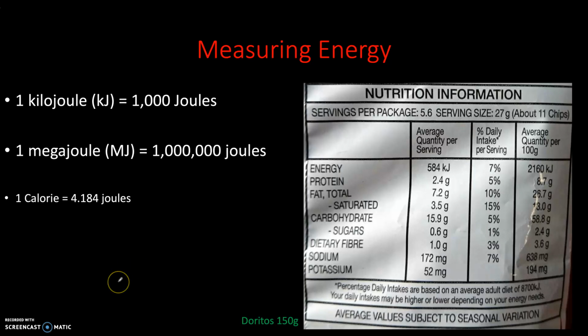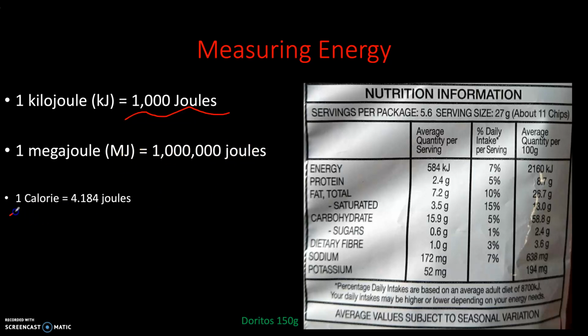You might also have to convert joules into kilojoules or even megajoules. So into your notes, you want to copy down this simple conversion. So 1 kilojoule, or kJ, is equal to 1,000 joules. So if you had 100,000 joules, you would divide that by 1,000, which would give you 100 kilojoules. 1 megajoule, or MJ, is equal to 1 million joules.